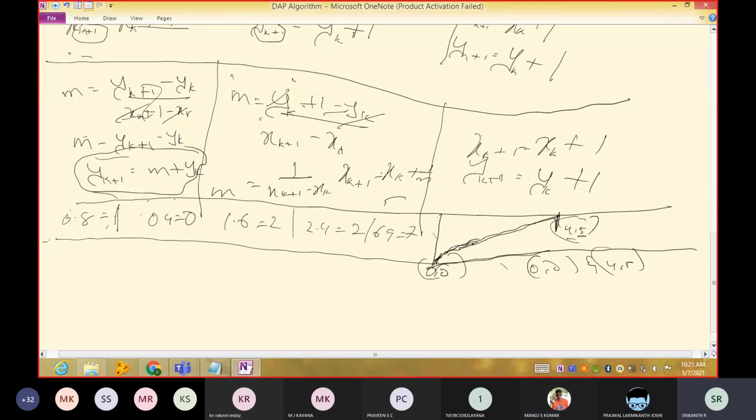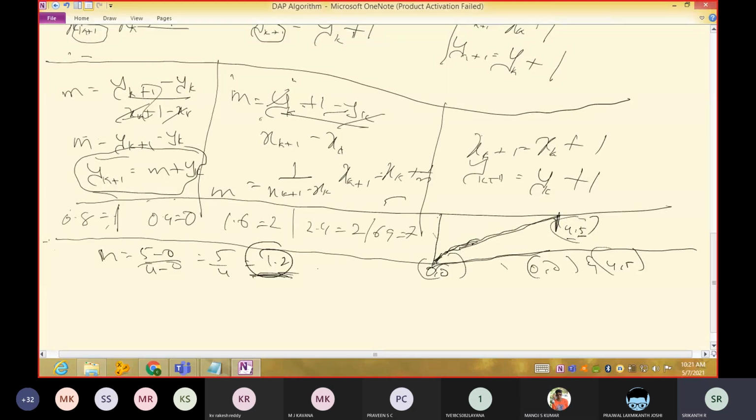What is the slope? M is equal to y2 minus y1 divided by x2 minus x1, that is 5 minus 0 divided by 4 minus 0, correct? So that is equal to 5 by 4, which is equal to 1.2 something. Now is the slope greater than 1 or less than 1? Greater than 1, right?